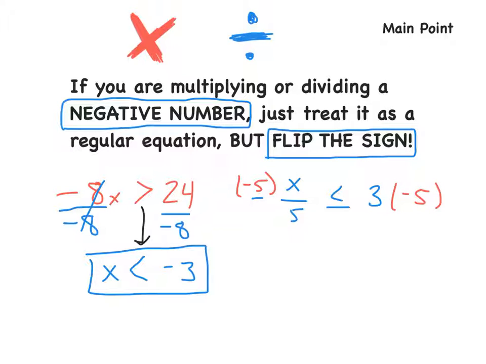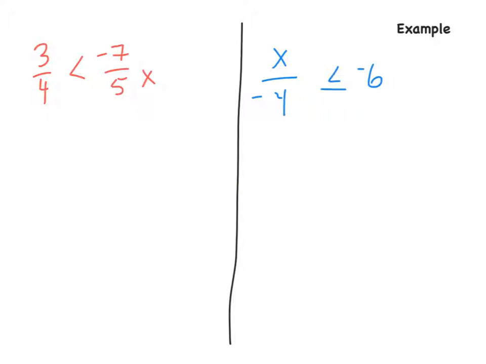Now we're multiplying a negative, and when you multiply a negative, remember you must flip the sign. Important. So 3 times a negative 5 is equal to a negative 15. So our final answer is x is greater than a negative 15. Alright, so I'm going to do the first one, you're going to do the second one.